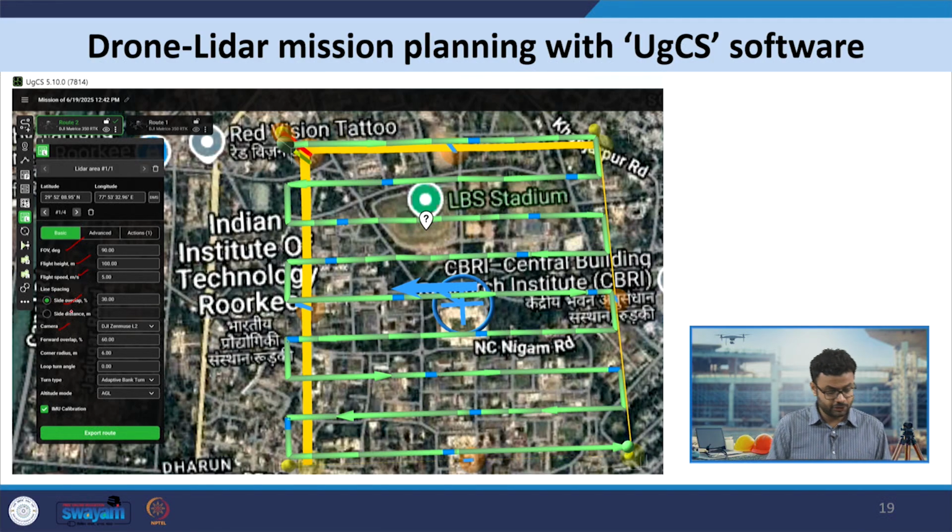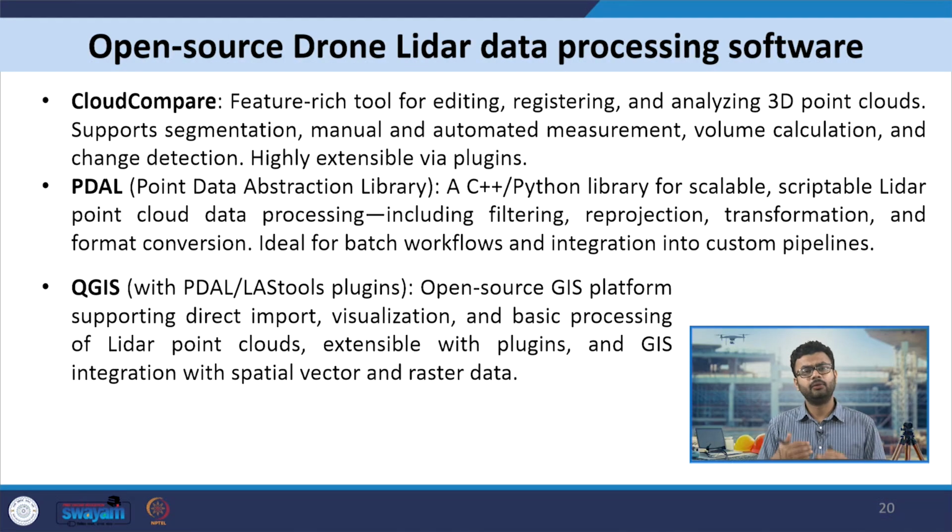We also have the option to select which kind of LiDAR sensor we are using. In this case I have selected DJI Zenmuse L2. Then, based on these parameters, the mission plan can be generated. Here the mission plan has been generated over a selected area of interest. Now, the software for drone LiDAR data processing comes either as open source or with a commercial license.